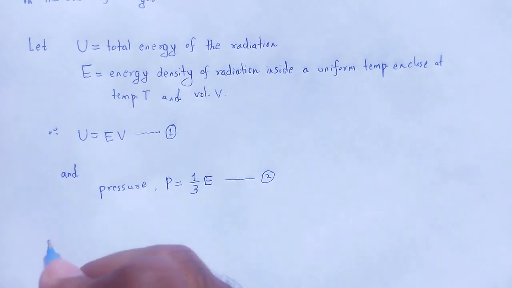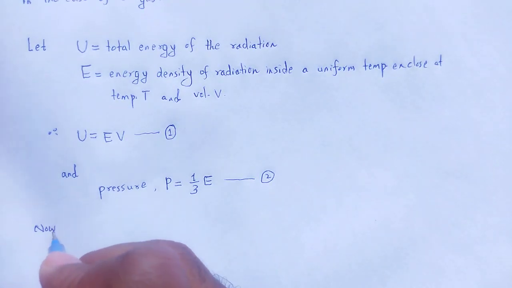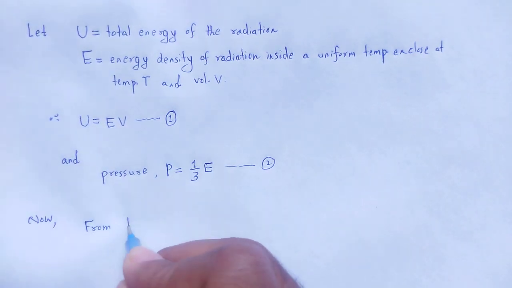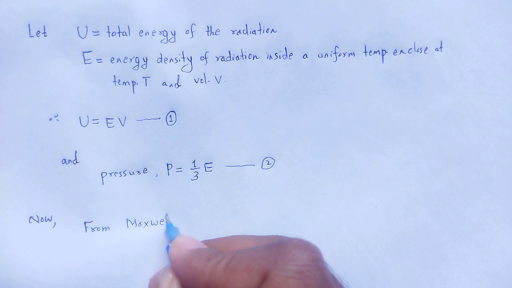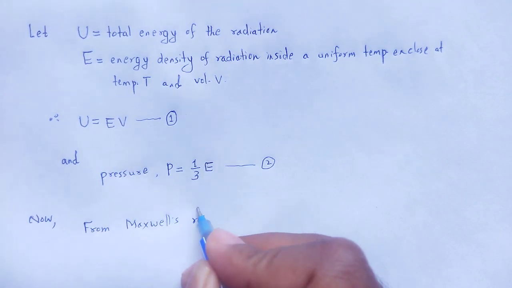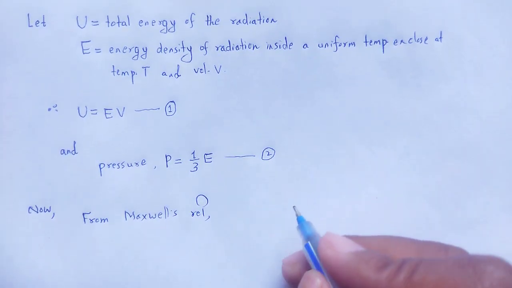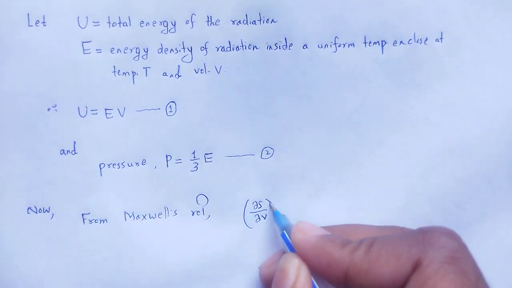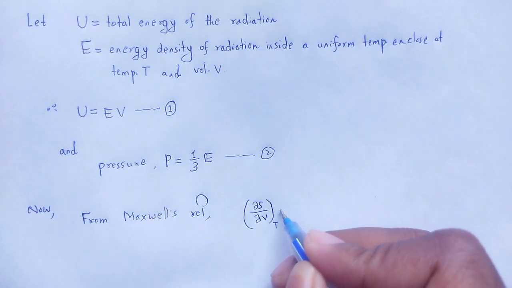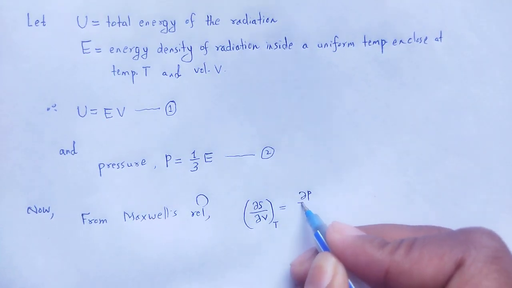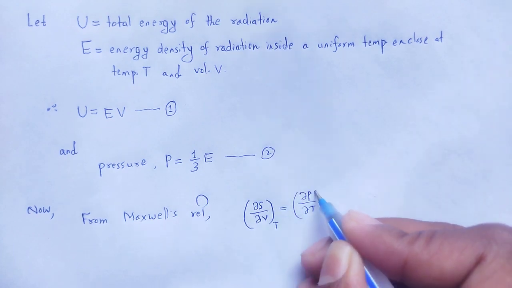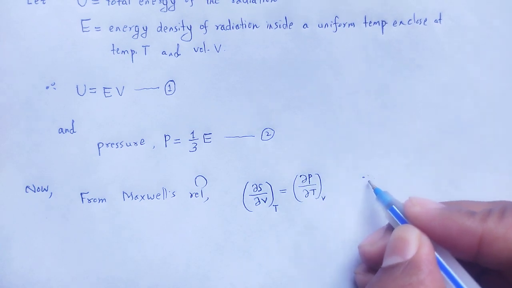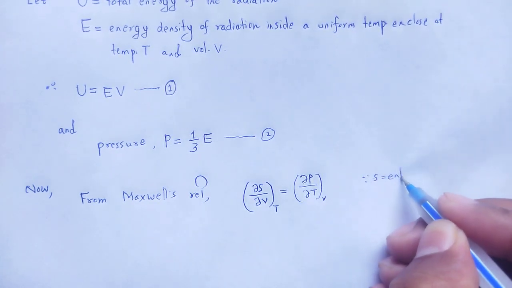Now, from Maxwell's relation, del S by del V at constant T is equal to del P by del T at constant volume, where S is the entropy.